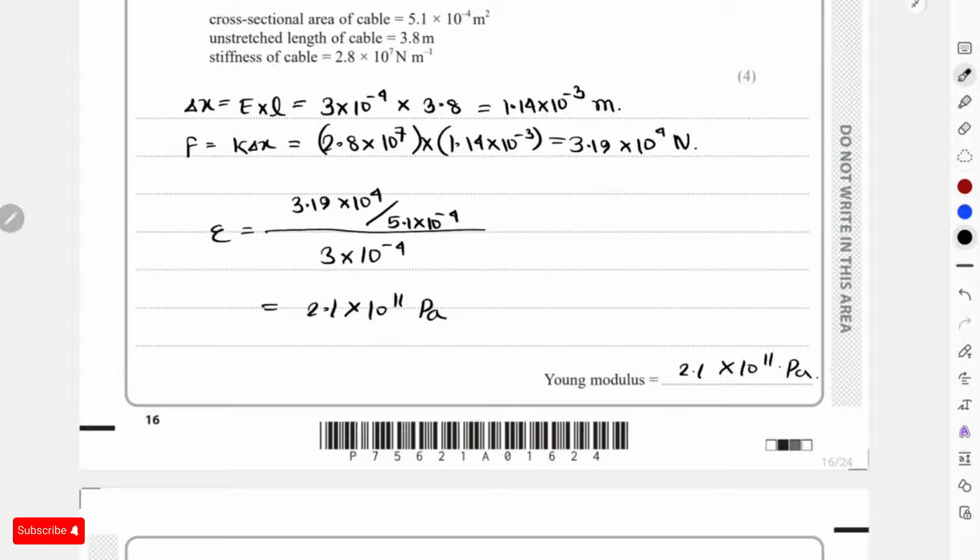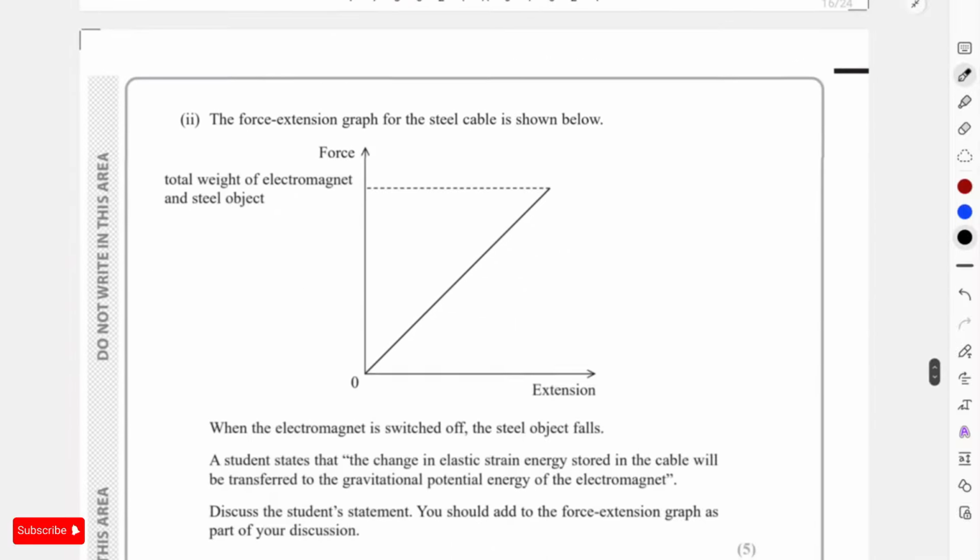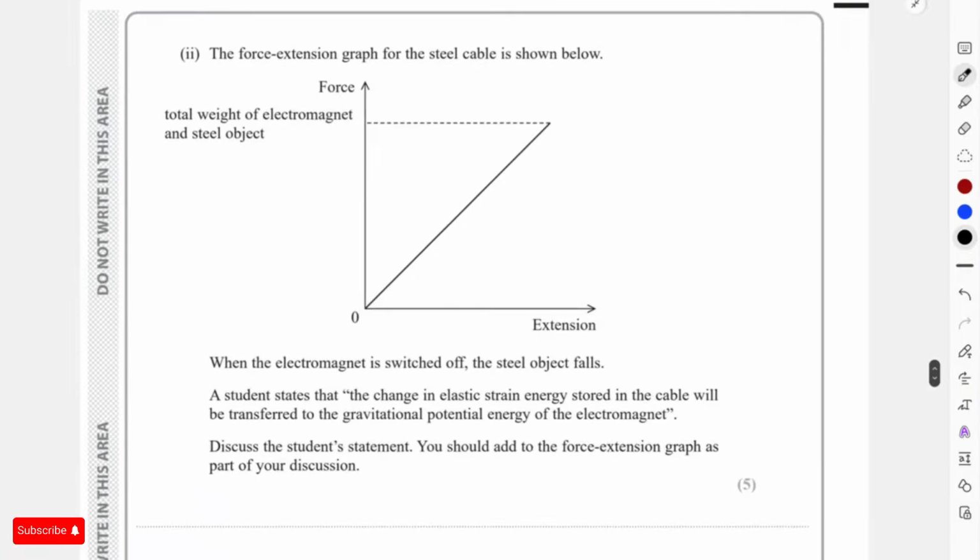Okay, so this is the end of your question 16b1. We'll move on to 16b2. Before we move on to 16b2, let's just understand the question very clearly. It says this force extension graph for the steel cable is shown below, and total weight of electromagnet and steel weight.